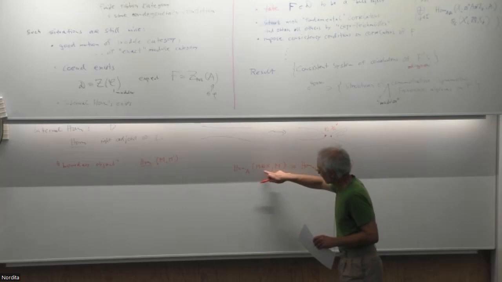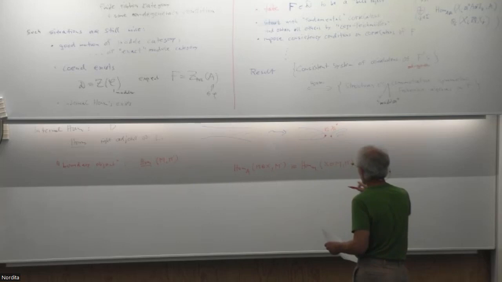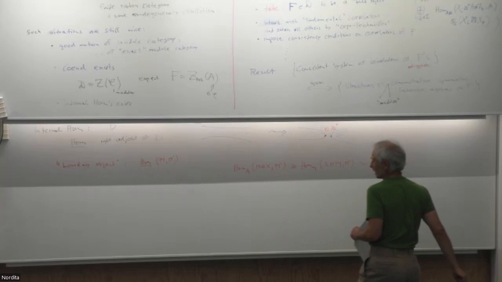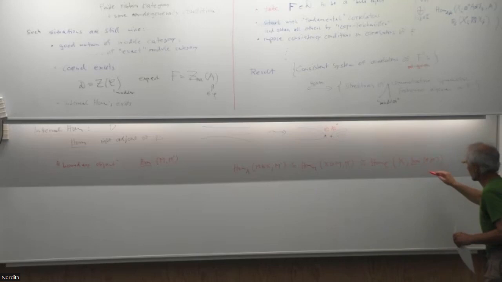I should maybe note that I had X tensor M because I worked with left modules. If you want to get a left module category, we have to work with right A modules. Therefore, it's like that. And this now, in turn, by definition of an adjoint functor, is isomorphic to a morphism space in C from X to the inner HOM of M, M prime. And then you see, independently of what your chiral label is, you always deal with one and the same object, and therefore this object captures all your information about boundary fields.